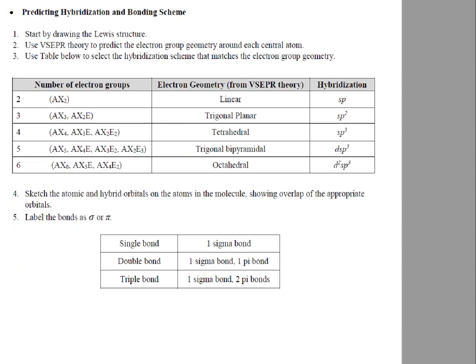Now we'll revise again type of hybridization. You should first draw the Lewis structure. Use VSEPR to predict the electron group geometry around each central atom. Use this table to select the type of hybridization. And you know, if we have just 2 atoms around the central, it will be sp and linear. If there are 3, even if one of them is lone pair, it will be trigonal planar type of hybridization sp2, and don't confuse them.